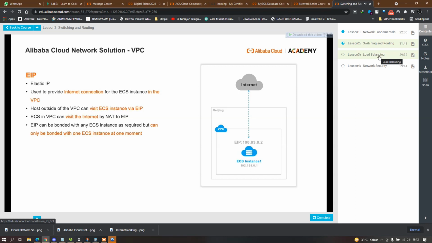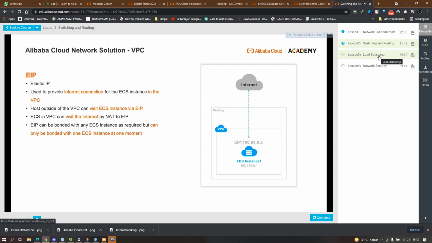With EIP, hosts outside of the VPC can visit the ECS instances via EIP, and ECS instances in the VPC can visit the internet by NAT to EIP. So this is bidirectional NATing, from inside of the VPC to the internet or from the internet to the inside of the VPC. You can just use the EIP to do the communication.